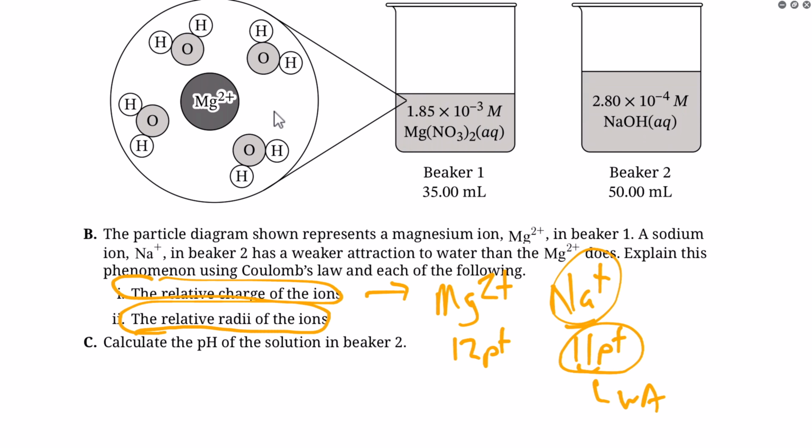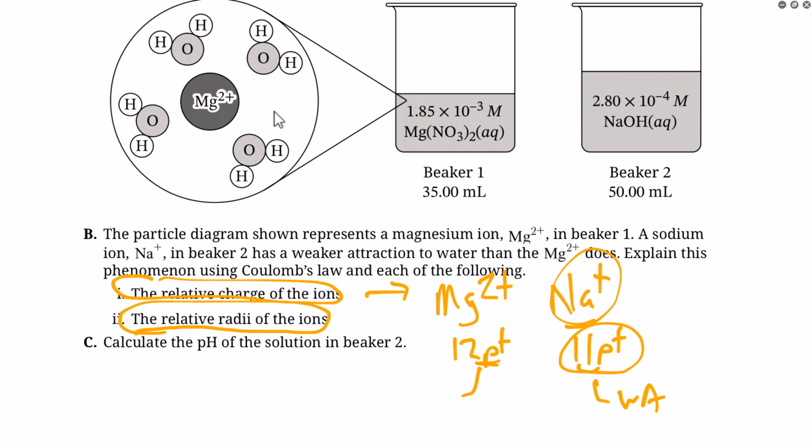So this is going to have a much smaller radius due to the fact that the outermost electrons are going to be more attracted to the nucleus due to it having 12 protons. So this has a greater nuclear charge, and so as a result, its atomic radius is smaller. And we know that smaller ions tend to have greater attraction to water molecules through ion-dipole intermolecular forces. So that takes care of that question.